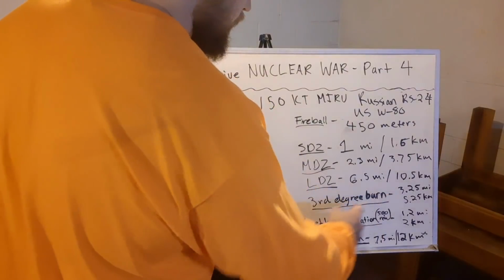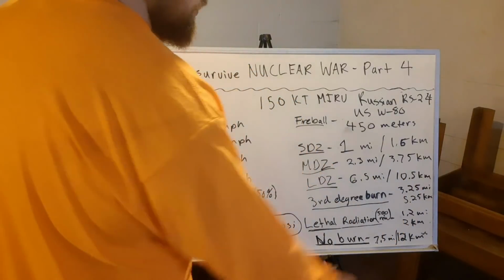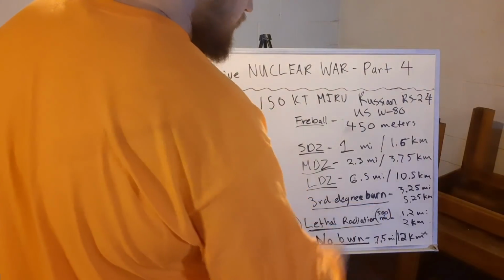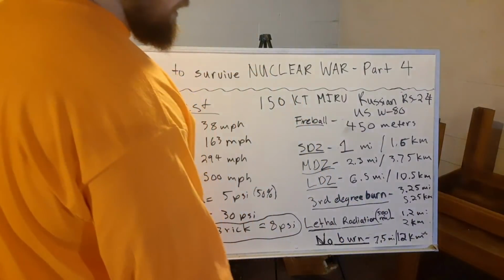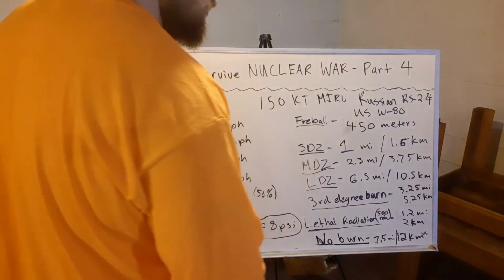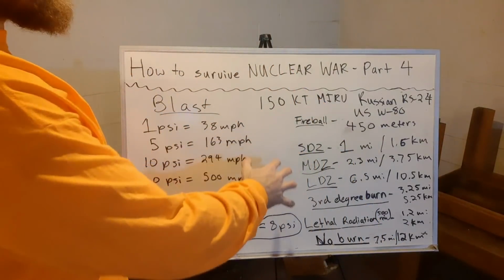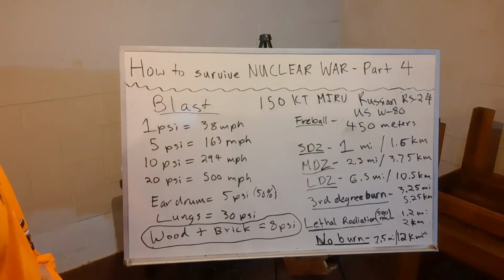The 3rd degree burn radius is 3.25 miles or 5.25 kilometers. The lethal radiation radius is 1.2 miles or 2 kilometers. And the no burn radius, where you won't get any burns at all, is 7.5 miles or 12 kilometers. So as you see, guys, it's very survivable, okay? So you just have to plan accordingly.